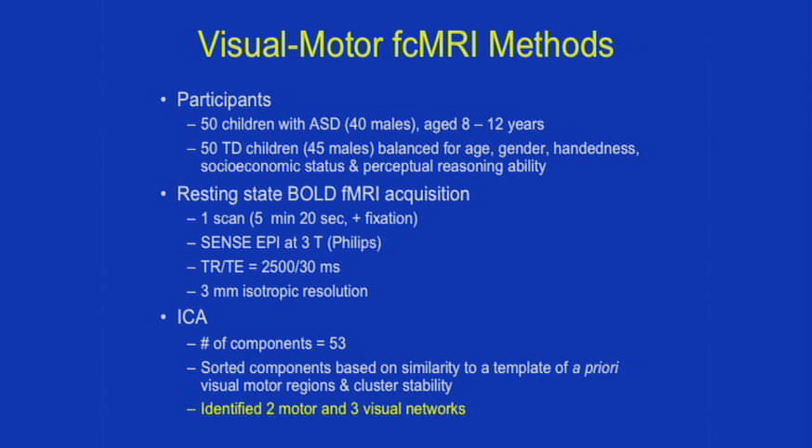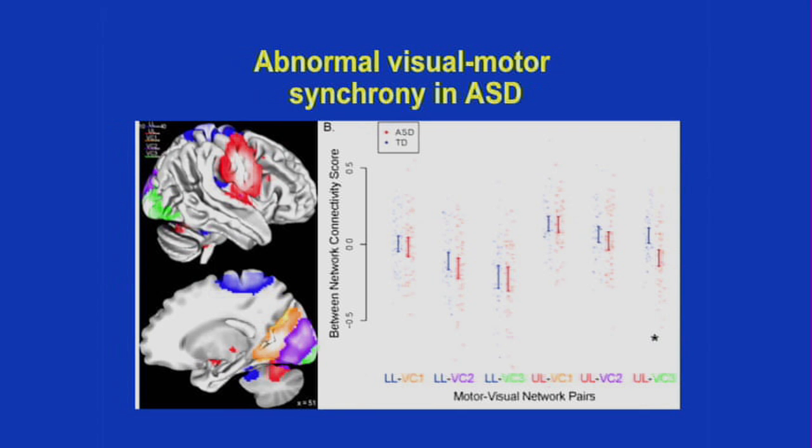I won't get into the methods for identifying the best number of components. We identified 53 components, and a third of those are actually noise. But then, looking at the patterns and the spatial maps, we identified 2 specific motor components and 3 visual components. And this is sort of demonstrated here.